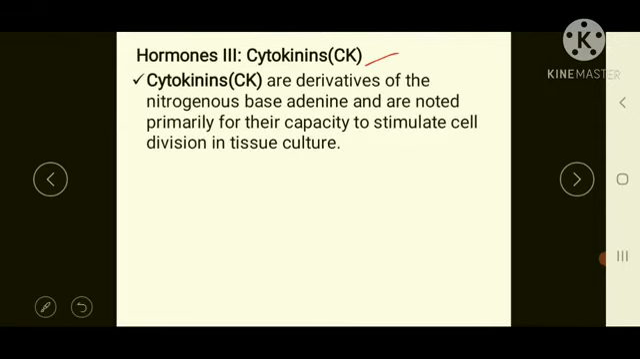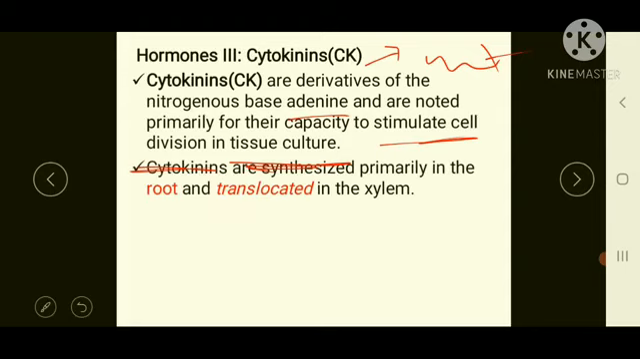Especially this is very important in mitosis. Cytokinins are derivatives of the nitrogenous base adenine and are noted primarily for their capacity to stimulate cell division in tissue culture. Many biotechnologists and breeders use cytokinin to divide their tissue cells in the laboratory using tissue culture. Cytokinins are synthesized primarily in the root and translocated in the xylem. By means of the xylem, they are translocated to the different parts of the plants.